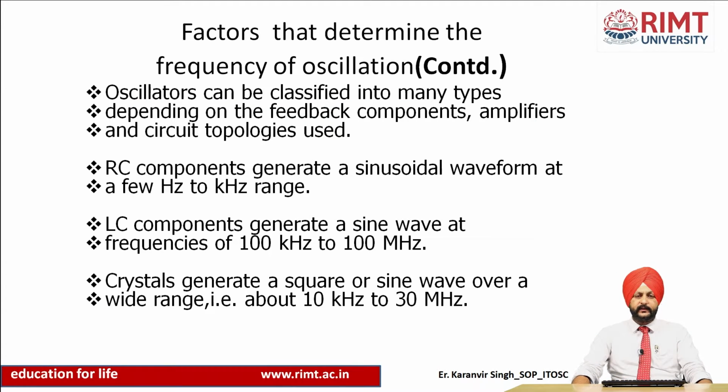There are several factors which define the frequency of oscillations, so we can classify oscillators into different types, depending on which type of components or amplifiers we are using for the oscillator. The RC components generate a sinusoidal waveform at a range of a few hertz to kilohertz. The next is LC components, which are used to generate sine waves at frequencies of 100 kilohertz to 100 megahertz. The next is crystal, which is used to generate a square wave or sine wave having a frequency range of 10 kilohertz to 30 megahertz.